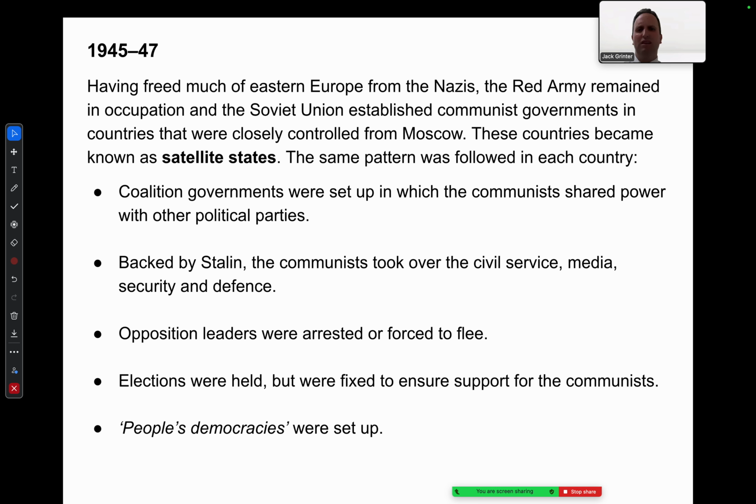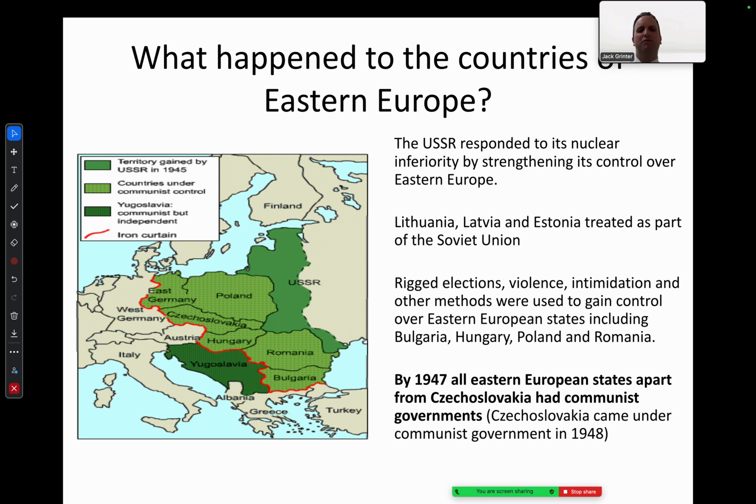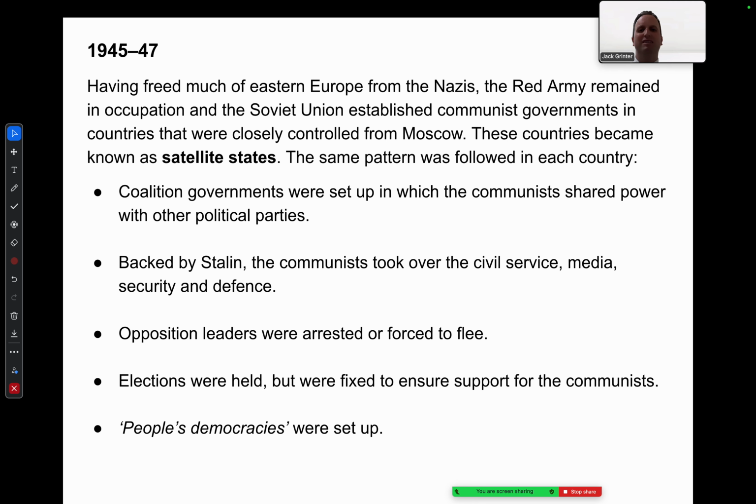There's a little bit more about that there. Backed by Stalin, communists took over the civil service, the government workers, media, security, defense, and then they held elections, but these were often fixed, rigged to ensure support for the communists. And after that, all other parties would be banned, and it would be essentially a dictatorship, really. But what we call these countries from when they become communist is satellite states of the Soviet Union. That term kind of means they're under their sphere of influence. They're not part of the Soviet Union, but they are under their influence.